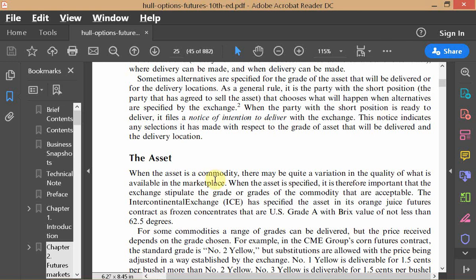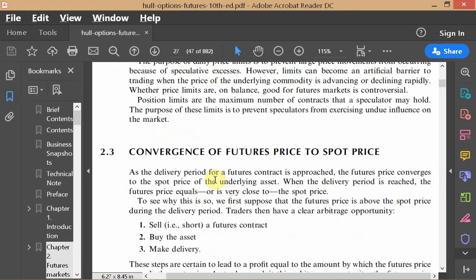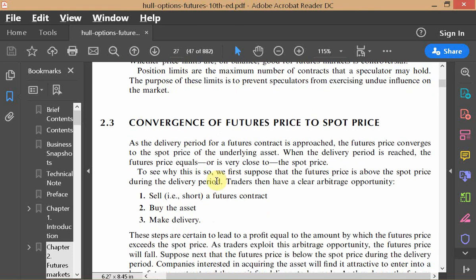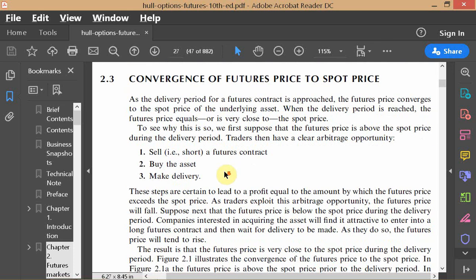Because we got into the detailed discussion, because you said you were not able to follow the first statement about the convergence of futures to spot. So that's why we went into the long discussion.